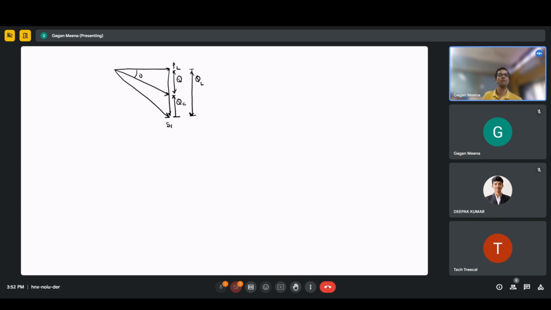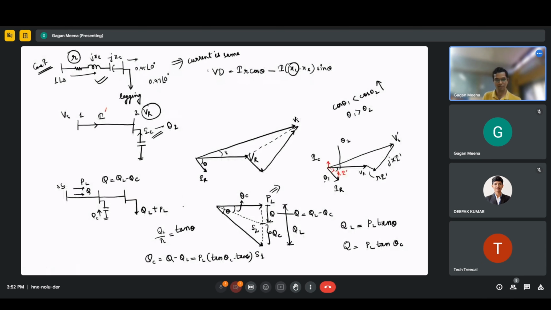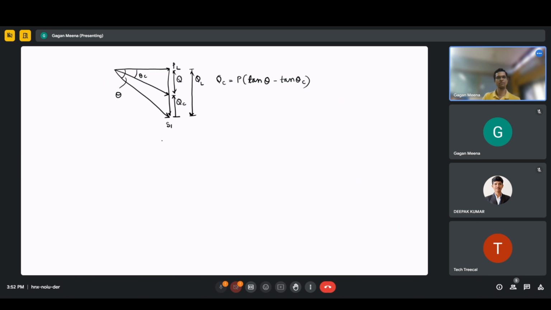So QC is P tan theta, QL minus Q. This is QL minus Q. This way we can find out the rating.